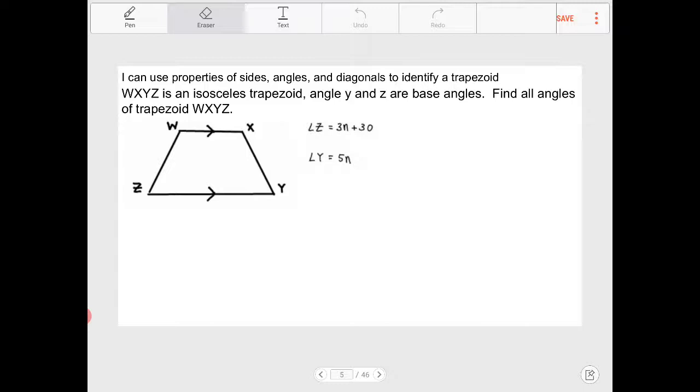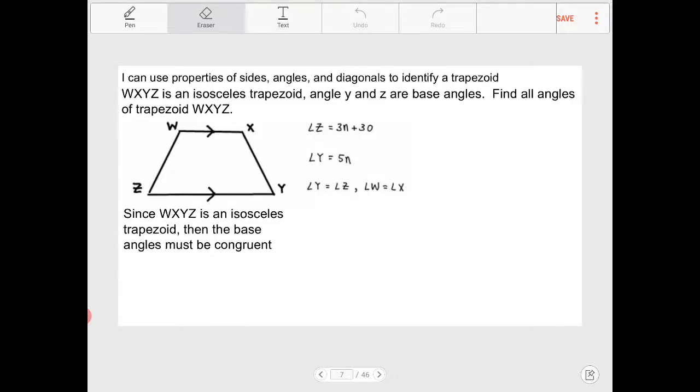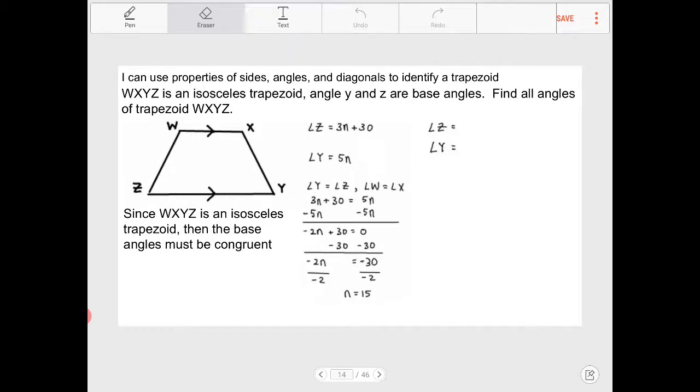So hopefully you guys had some time to think about this. Angle Z is equal to 3n plus 30, and angle Y is equal to 5n. Notice this is an isosceles trapezoid, so angle Y and angle Z must be congruent to one another. And if they're congruent, we can set them equal to one another. Subtracting 5n and then subtracting 30 from both sides, I end up with n is equal to 15. And if n is equal to 15, angle Y and angle Z will be 75 apiece.